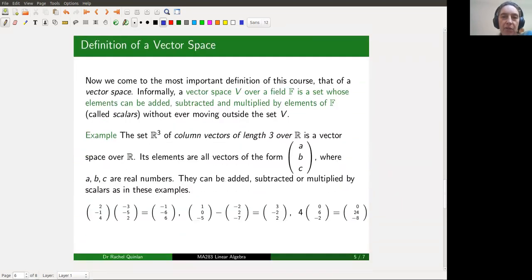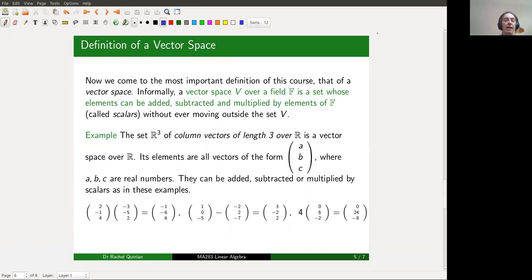Okay, so now we come to the most important definition of this course and the one that we're going to be using time and time again, and the introduction of, not necessarily the only objects that we're going to be studying, but the environments that we're going to be working in, which are so-called vector spaces.